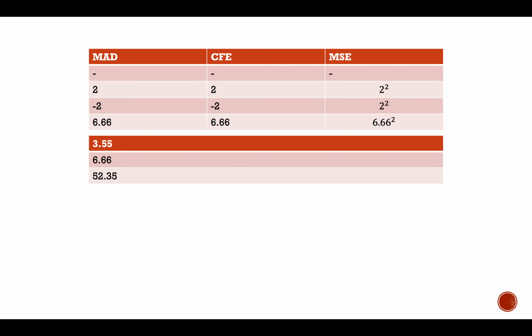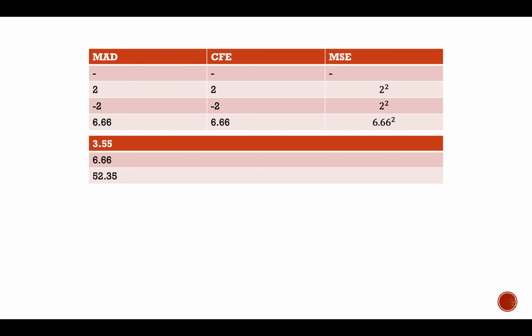So MAD, CFE, and MSE. With MAD, you would essentially take the absolute value of the numbers and divide it by the periods that you're using. So in our case, we would take 2, the absolute value of -2, which is 2, and 6.66. After adding that up, you would divide that by the periods that we have, which are 3 that we're analyzing, and our total comes out as 3.55.